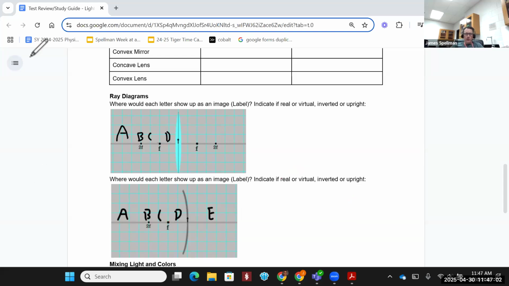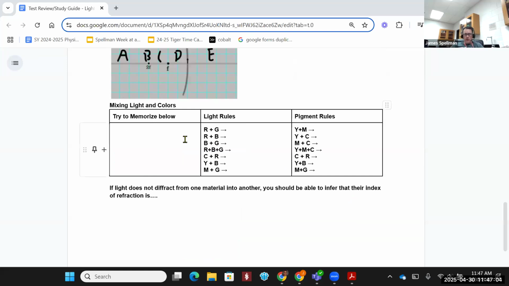All right, what do we got left? Colors. All right, the easiest way for me to remember how to do all these color things is our first step is making a little chart right here. I forgot to write something like this into your paper. So hopefully you're watching this video and you're able to see what's on there. So try to memorize below.